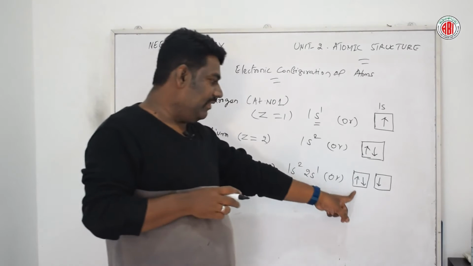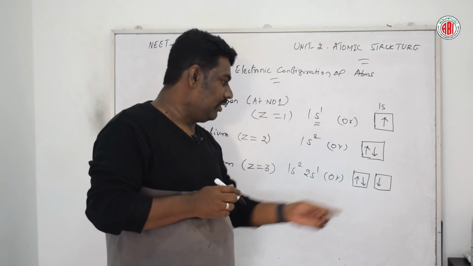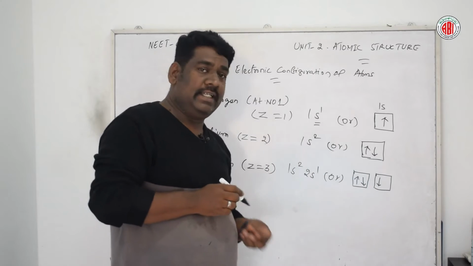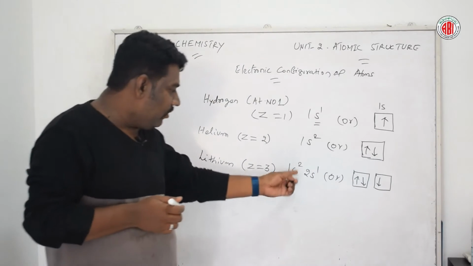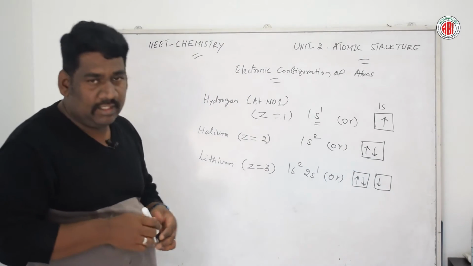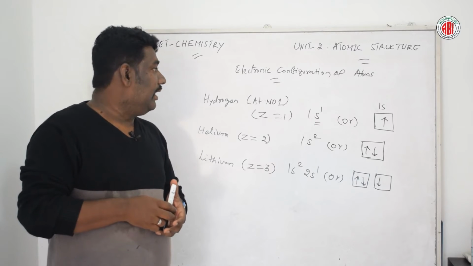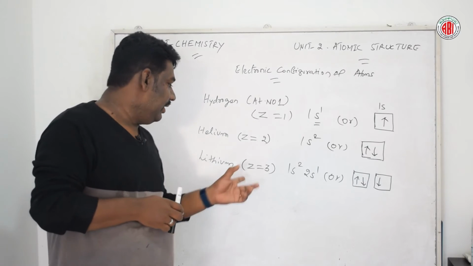The first energy level, 1s, can hold a maximum of 2 electrons, whereas in the second energy level, the leftover electron, one more electron, can be accommodated. In that way we can express the electronic configuration of lithium.